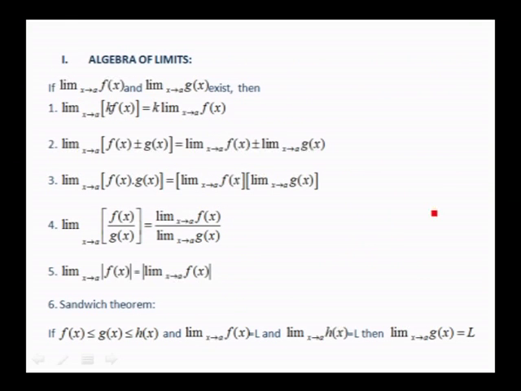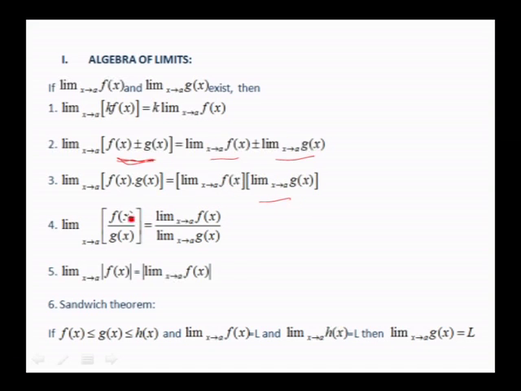Algebra of limits. Of course, you know these things. If you have the limit of f(x) as x tends to a and the limit of g(x) as x tends to a, and both of them exist, then if you multiply by k times f(x), where k is some constant, it is k times the limit of f(x) as x tends to a. The limit of f(x) plus or minus g(x) as x tends to a is the limit of f(x) plus or minus the limit of g(x). You can just separate them. Product: if you have f(x) times g(x), I can write it as the limit of f(x) as x tends to a times the limit of g(x) as x tends to a.